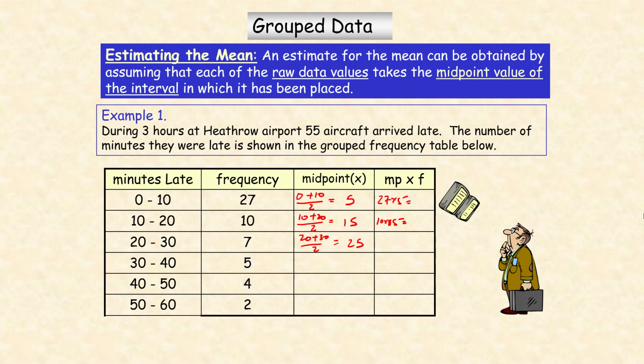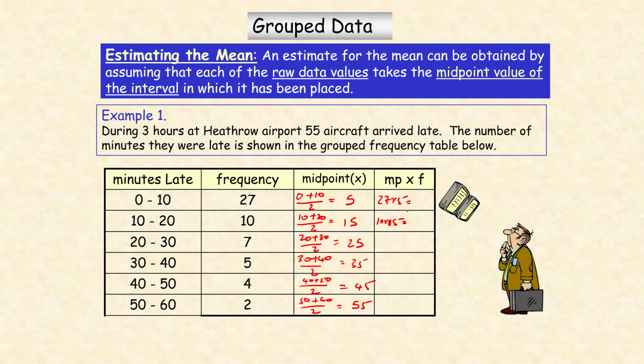Okay, let's go. So let's finish our midpoints first. 30 to 40, so 30 plus 40 divided by 2 is going to give me 70 divided by 2, which is 35. And we always find the average of the two terms. 40 plus 50, that's 90 divided by 2, so it's going to be 45. And the last one is 50 plus 60 divided by 2, so that's 110 divided by 2 is 55.